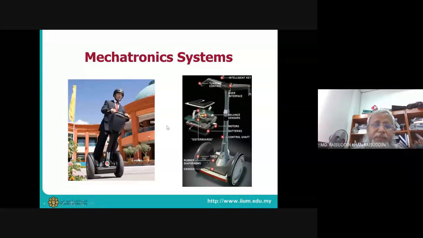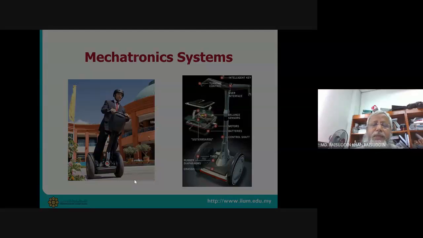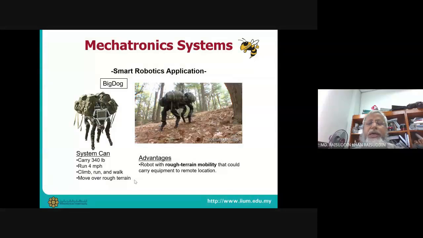So here you can see an example of mechatronics. We call it the Segway. This is a smart device. It can sense what you want to do. Accordingly, it will do the steering. Accordingly, it will speed up and slow down, and do the braking. This is a robot, you can see.